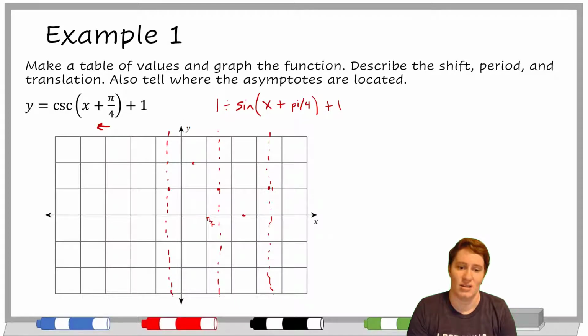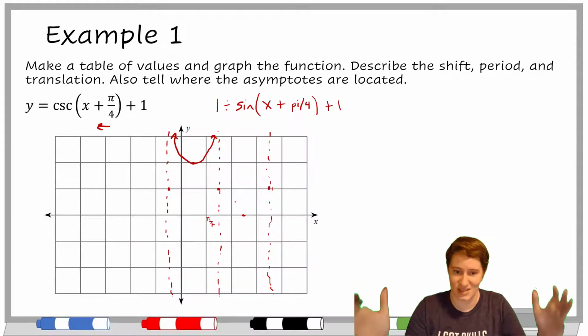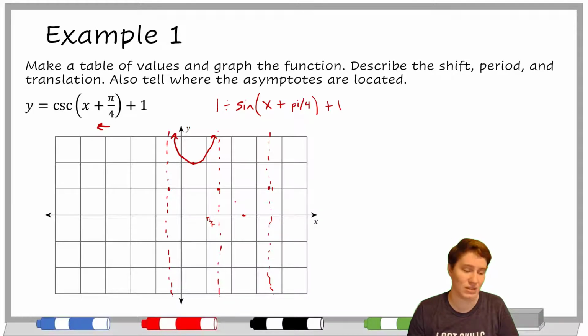And I'm going to take this dot and I'm going to go up, not crossing my dotted lines. I don't necessarily do a good job of making them look like they're approaching the dotted lines, but I also don't cross them, and I feel like that's more important personally. It's going to go down from here. And so this is actually one period of our cosecant graph because we've got an up and a down. It says describe the shift, period, and translation.